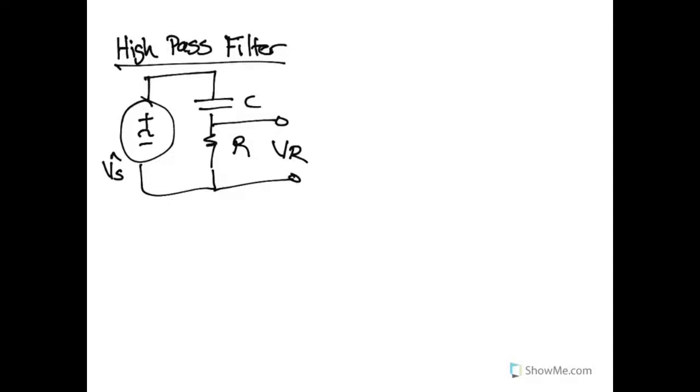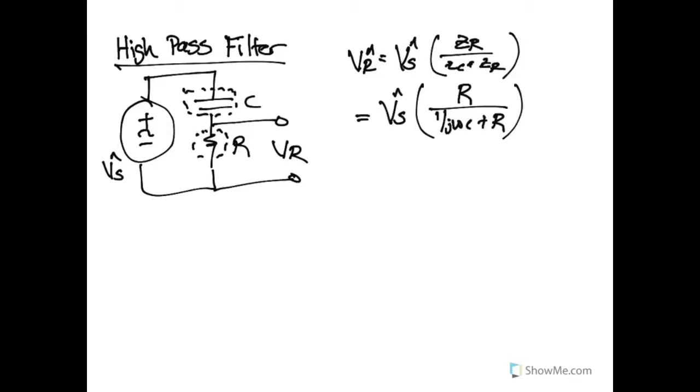Let's take a look at our simple RC circuit again and see how it can be used to make a high-pass filter. And just as before, we have another voltage divider expression, and if we multiply both the top and bottom of our fraction by jωC, we wind up with the expression here: jωCR over 1 plus jωCR. And like before, we now have an expression for our transfer function.